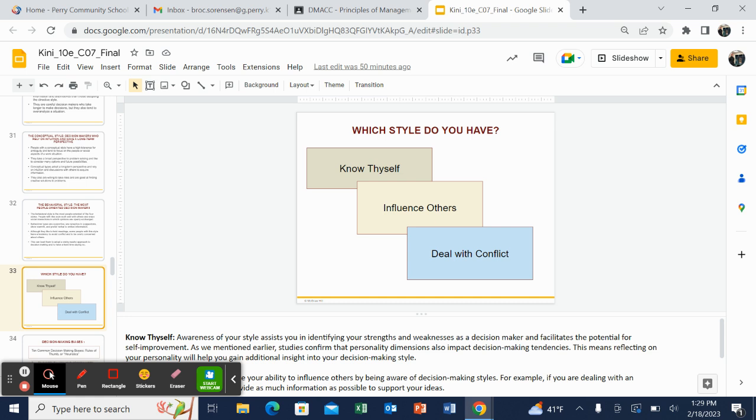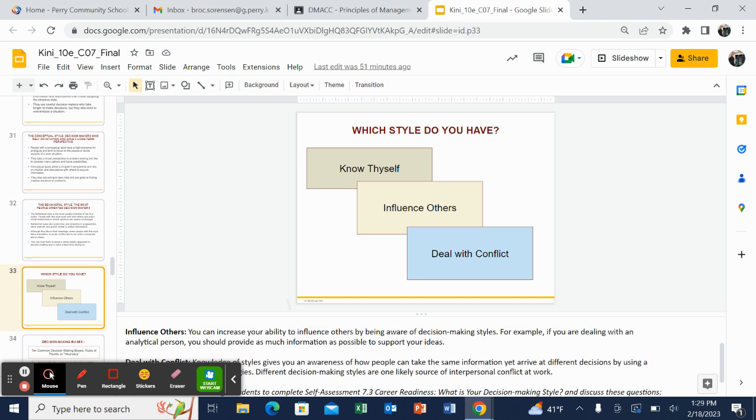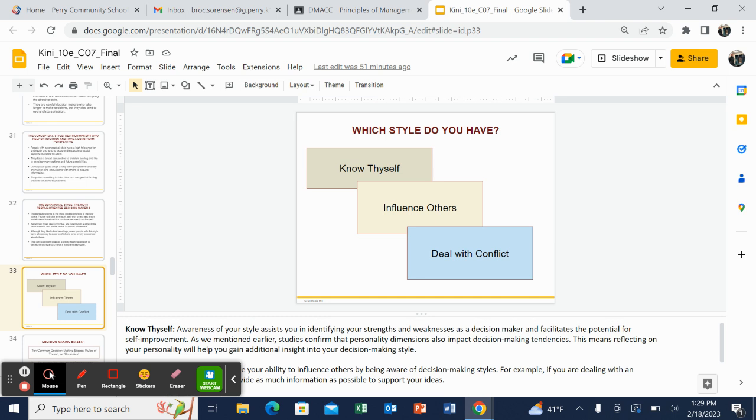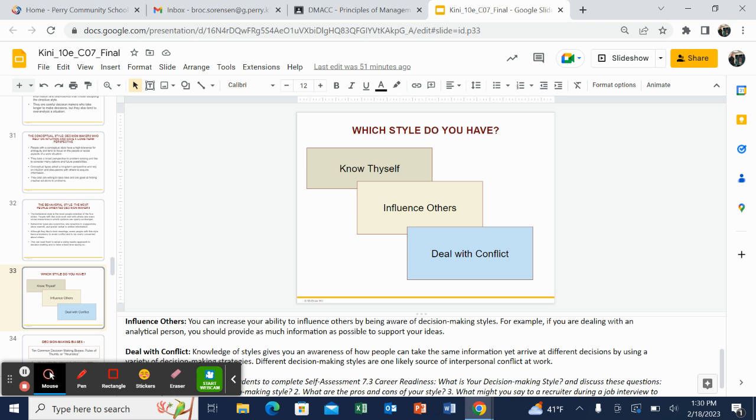So what style do you have as an individual? So, when taking a look at what style do you have? So first one is know thyself. Awareness of your style assists you in identifying your strengths and weaknesses as a decision maker, facilitates the potential for self-improvement. As we mentioned earlier, studies confirm that personality dimensions also impact decision-making tendencies. This means reflecting on your personality will gain additional insight into your decision-making style. Influencing others.